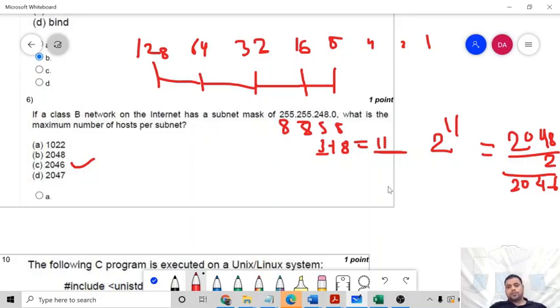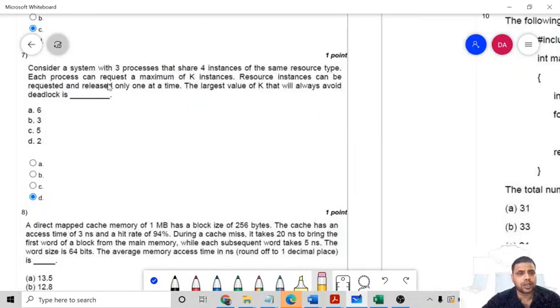Okay. So coming to the next question. The next question is, consider a system with three processes that share four instances of the same resource type. Each process can request a maximum of 8 resources. So resource instances can be requested and released only one at a time. So the largest value of k that will always avoid deadlock is what?